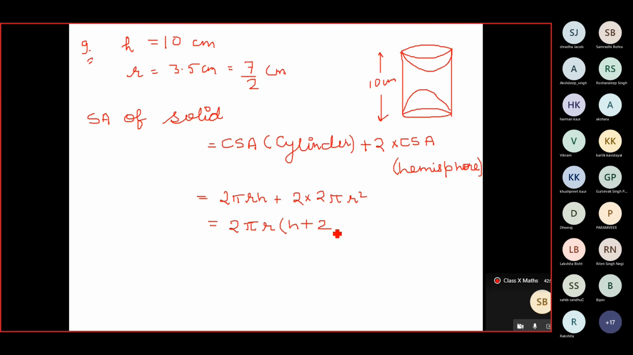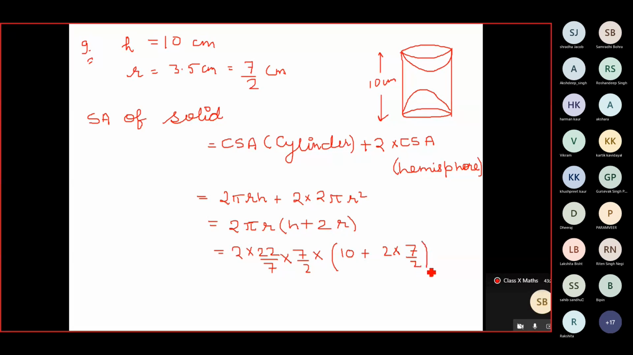Yes or no? Okay. Now 2 into pi, pi that is 22 by 7, and r that is how much? 7 by 2. Now h is what? 10 centimeter. Then 2r, that is 2 into r, that is 2 into 7 by 2.